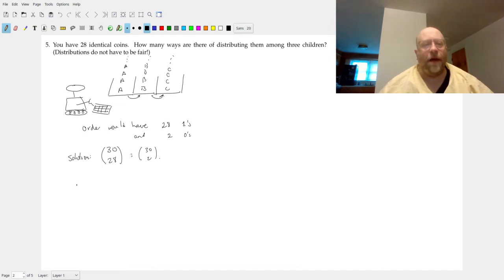sort of this way, that I have 28 coins lined up already. This is a different way of thinking about this. 1, 2, 3, 4, 5, 6, 7, 8, 9, 10, 11, 12, 13, 14, 15, 16, 17, 18, 19, 20, 21, 22, 23, 24, 25, 26, 27, 28. Okay.